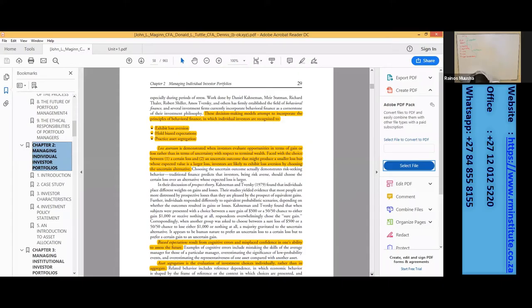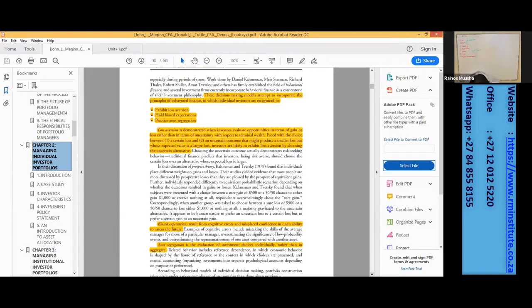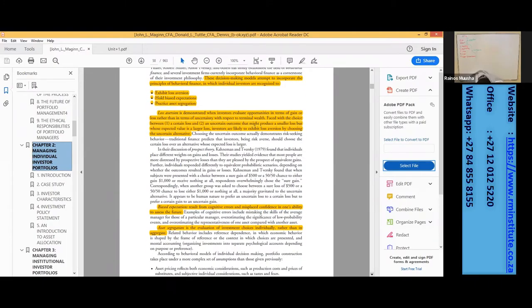Then on page 29, on paragraph number 4, they also discuss the way the investors also hold biased what? Expectations. And here they say biased expectations result from cognitive errors and misplaced confidence in one's ability to assess the future. Then on the next paragraph, this is where they look at another category. This is where they say the investors practice what? Asset segregation, where they say asset segregation is the evaluation of investment choices individually rather than what?